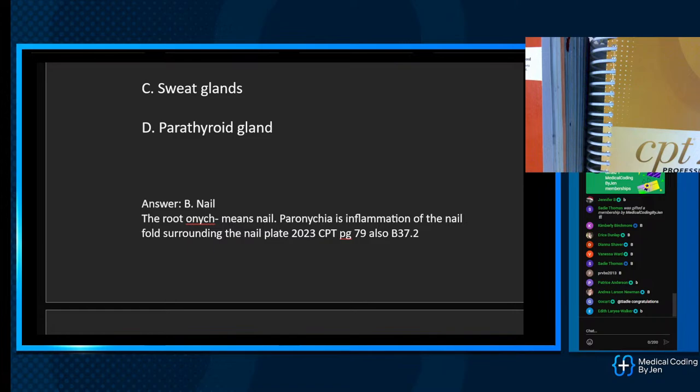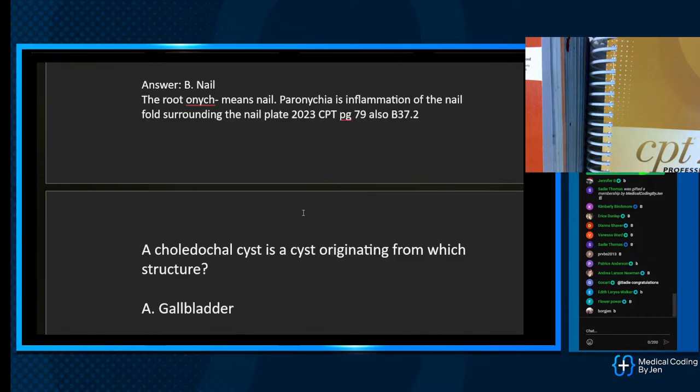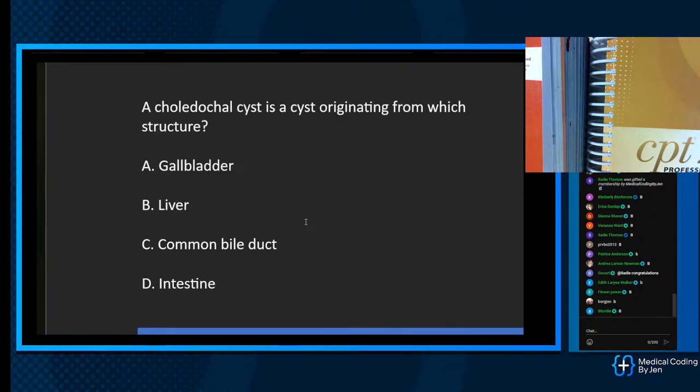I've got some cardiology procedure questions coming up and some diagnosis ones coming up too. All right, what about this cyst right here? Where is it originating from? Are we going to be talking about gallbladder, liver, common bile duct, or the intestine when we say we're dealing with this type of cyst? What do you guys think?